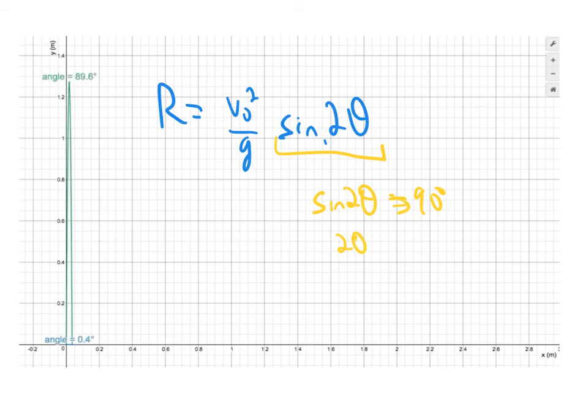So we have 2 theta equals 90 degrees. Theta has to be 45 degrees, right? That's where that comes from. That's a very mathematically driven way. Where is it coming from physically?